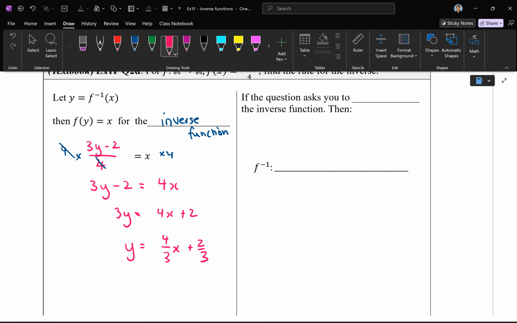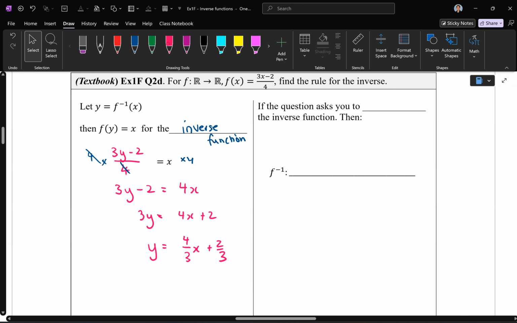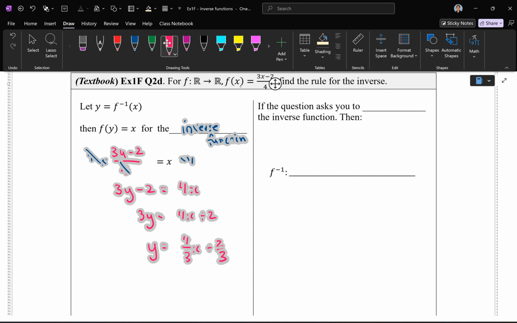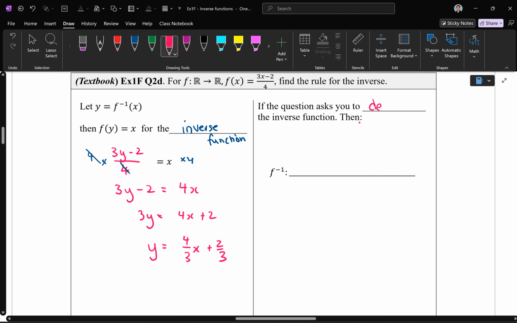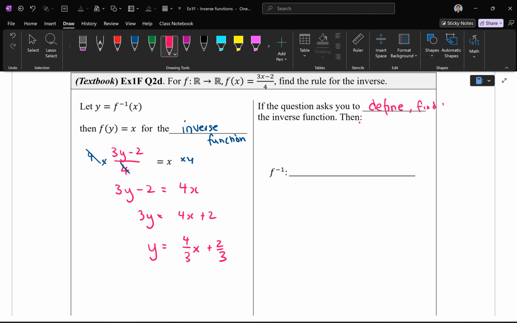Don't leave your answer like that. If the question asks you to find the rule or define the inverse function, or it mentions to include a domain, you must write it in function notation.